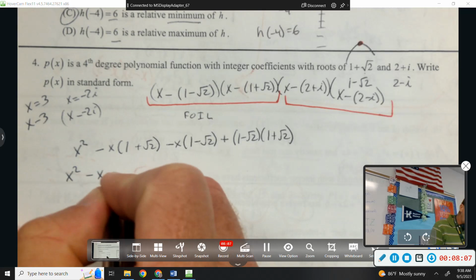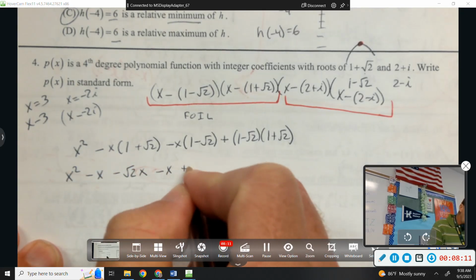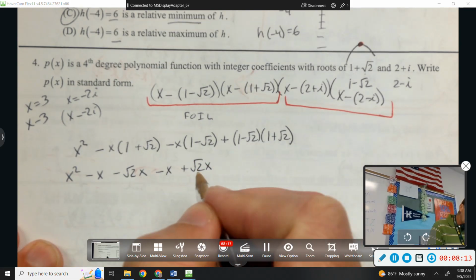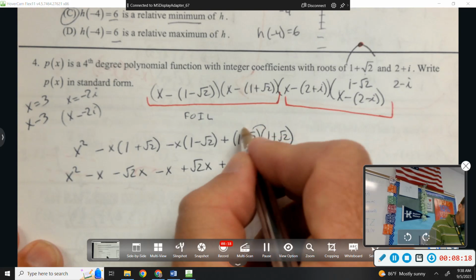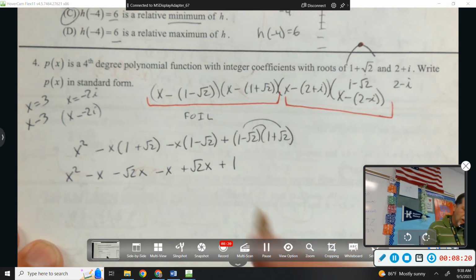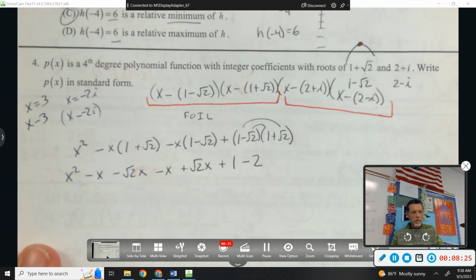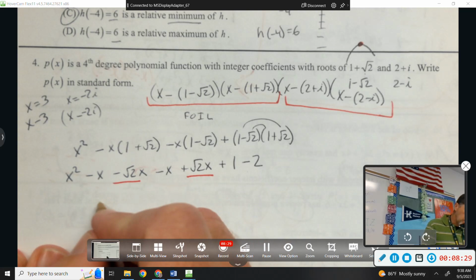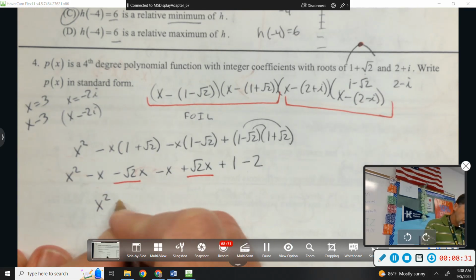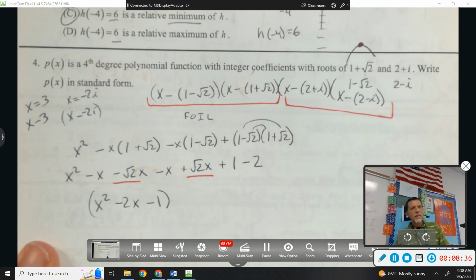X squared minus x minus root 2x minus x plus root 2x plus 1. Those are conjugates, so a lot of that will go away. Minus 2. So all of that to get x squared minus 2x minus 1. Yes? No?